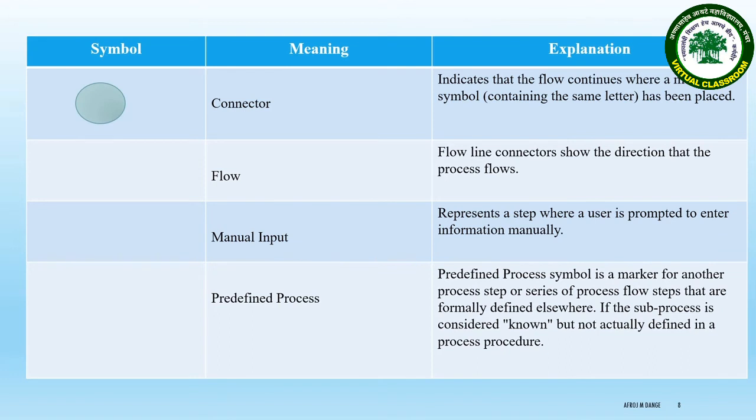Connector, which indicates that the flow continues where a matching symbol containing the same letter has been placed. Next, flow line connector shows the direction that the process flows. Manual input represents a step where a user is prompted to enter information manually. Predefined process symbol is a marker for another process step or series of process flow steps that are formally defined elsewhere, if the sub-process is considered known but not actually defined in the process procedure.